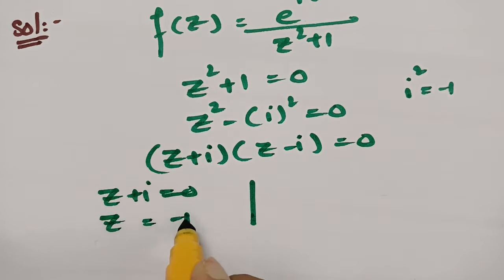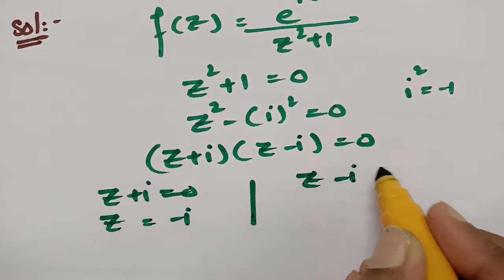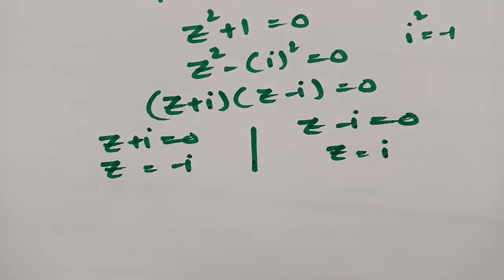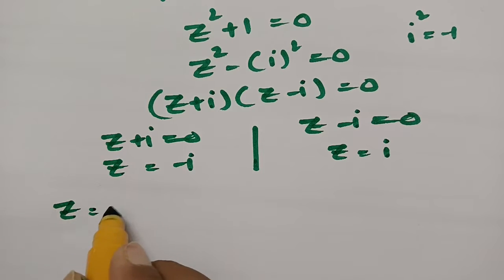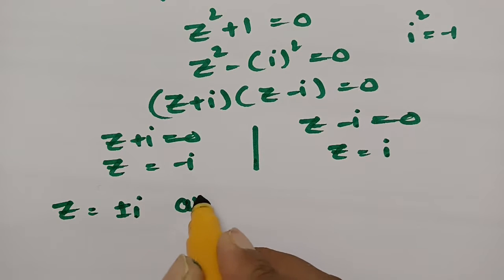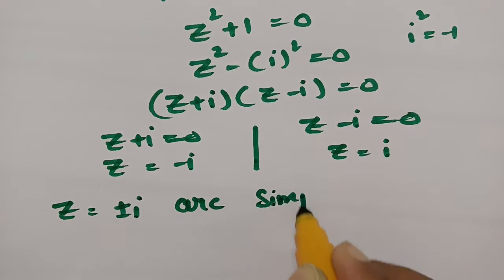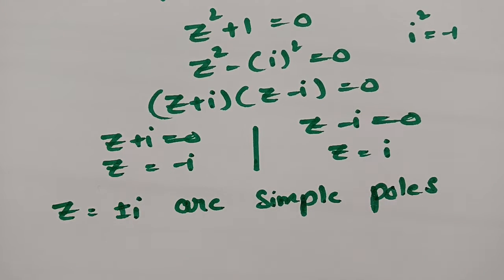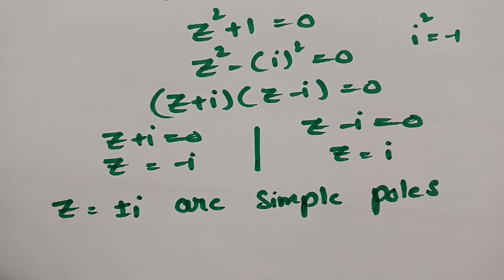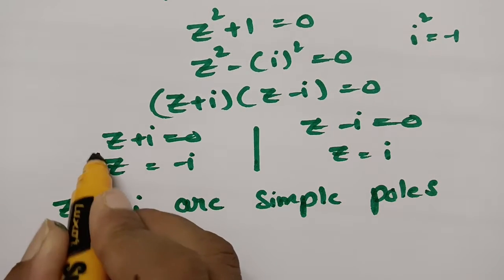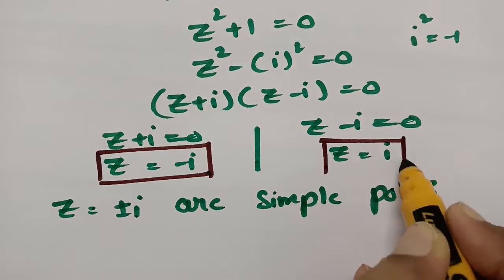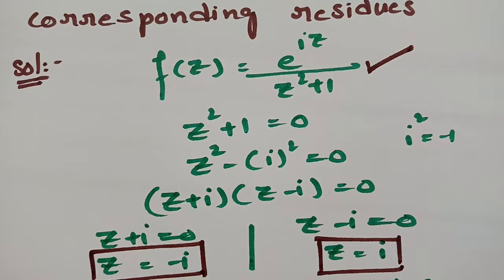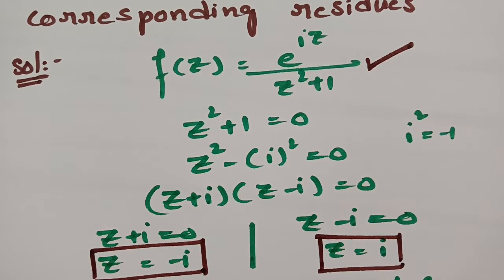Now if I equate z plus i to 0, z is equal to minus i. If I equate z minus i to 0, we get z is equal to plus i. Therefore, z is equal to plus or minus i are the simple poles for this given function f of z is equal to e power iz by z square plus 1. So z equals minus i and z equals plus i are the poles for the function.